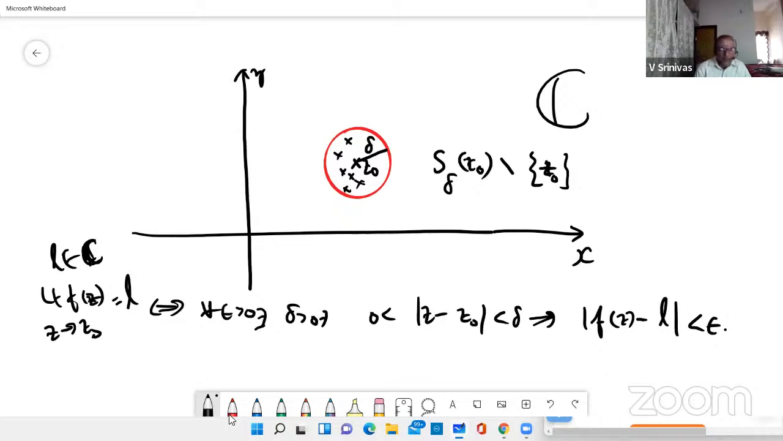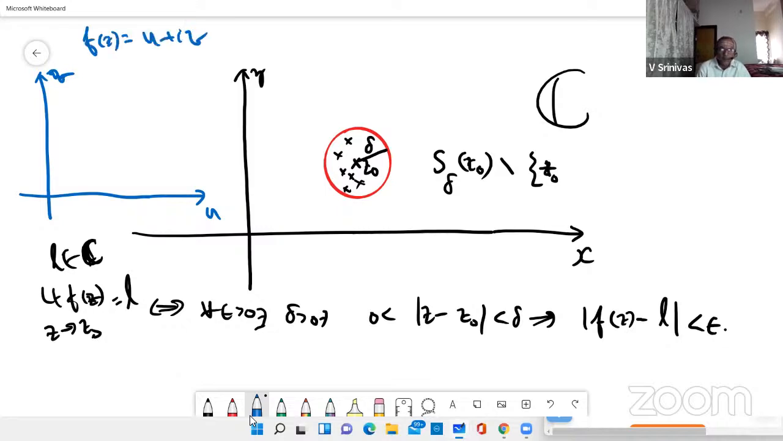And to understand a complex valued function of a complex variable, you will be studying two planes. I'll draw like this. This is the U axis, this is the V axis. I want to write f of z equal to u plus iv. F of z is a complex number.